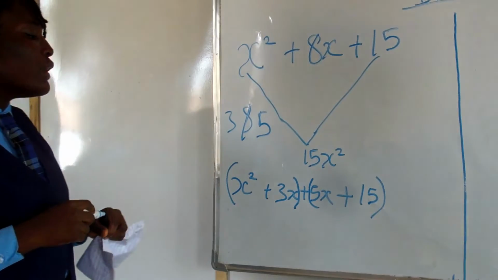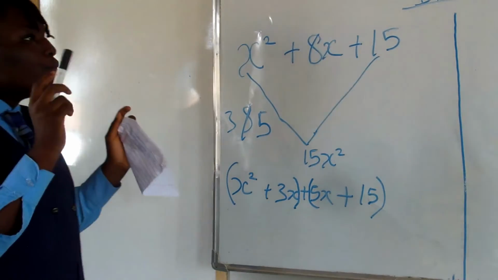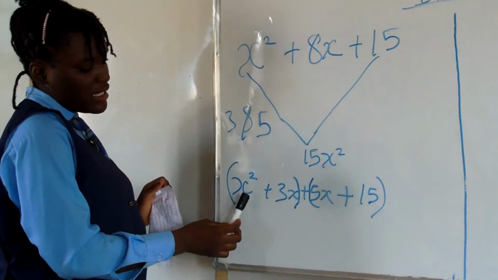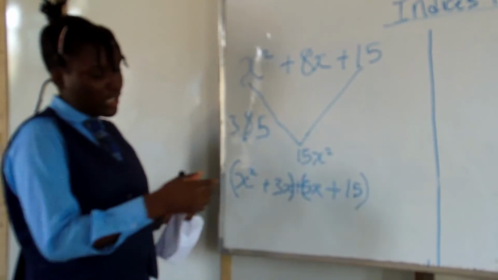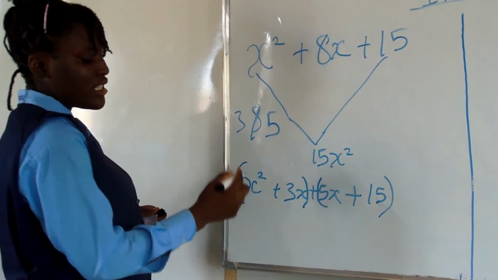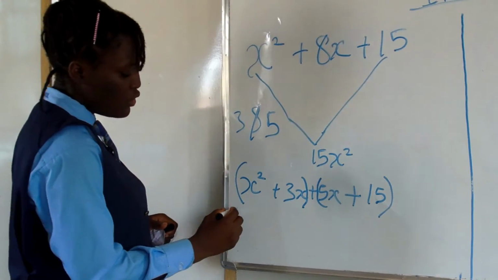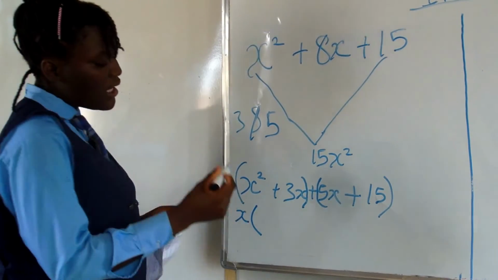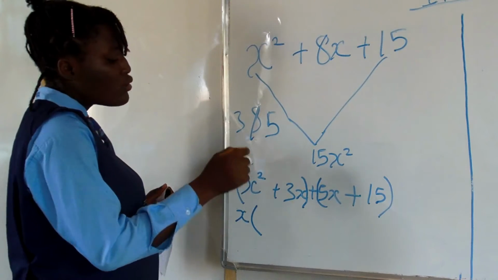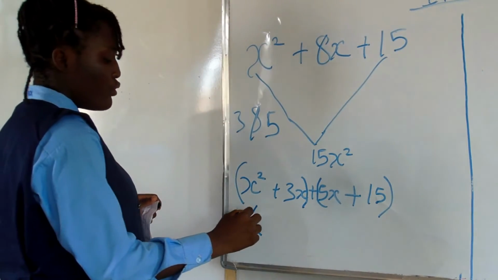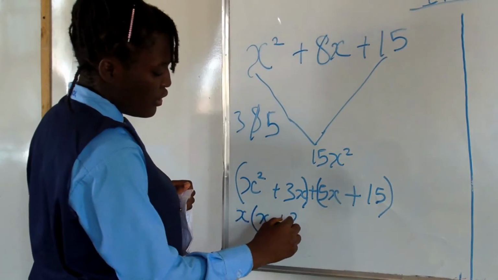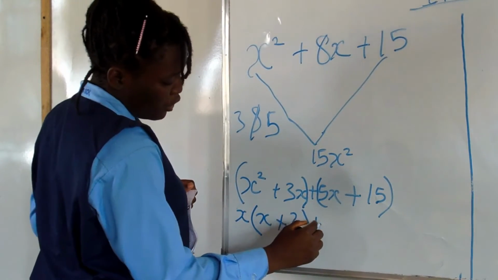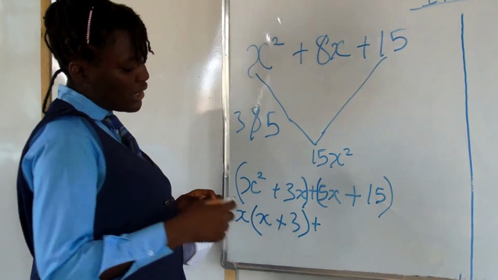So now that we have done it, we'll find the factor that is common. The factor you can see here, and you can also see here, is x, because you can see x here, you can also see x here, so you put x. So now you say x into x squared, which will give you x, plus x into 3, which will give you 3. Plus, don't forget to put this addition sign in the middle.